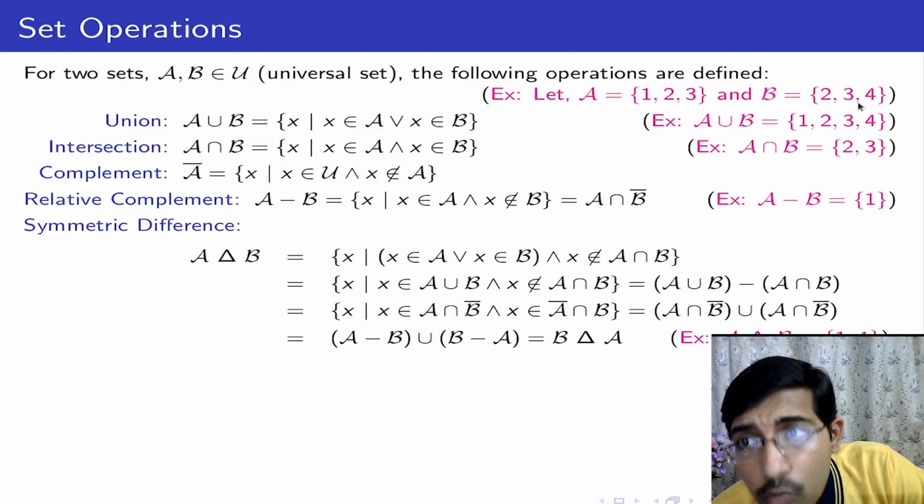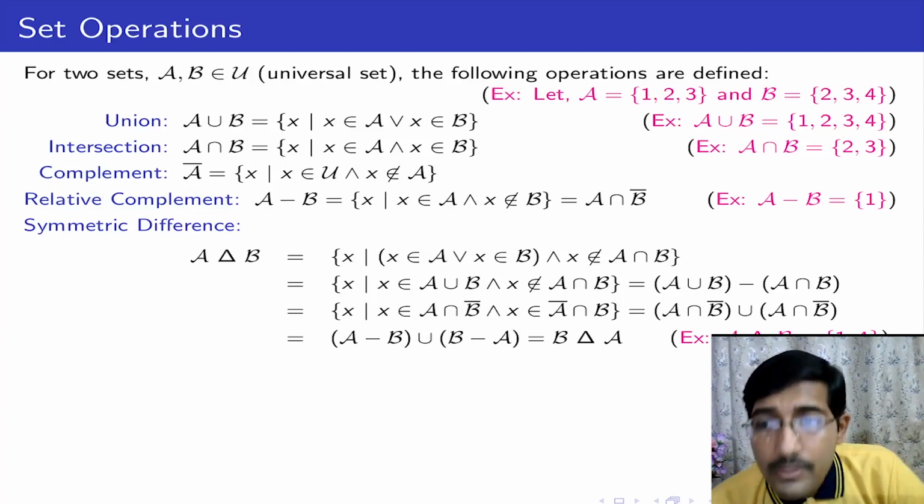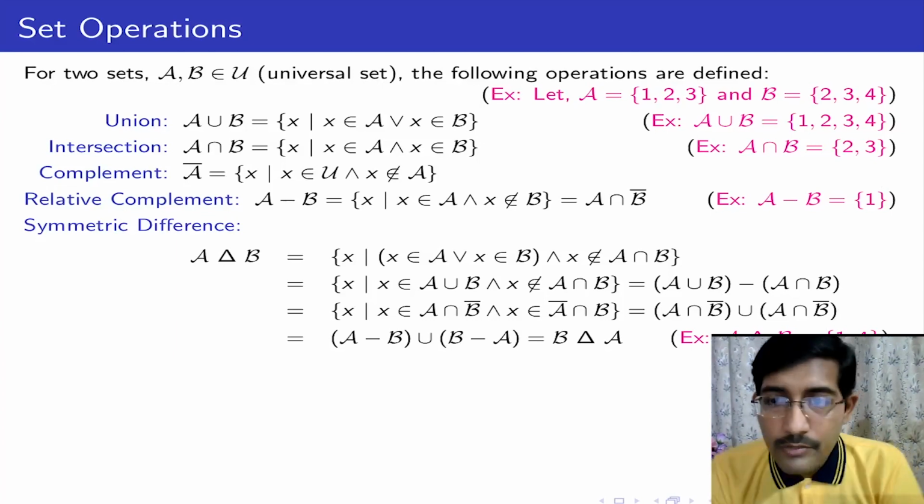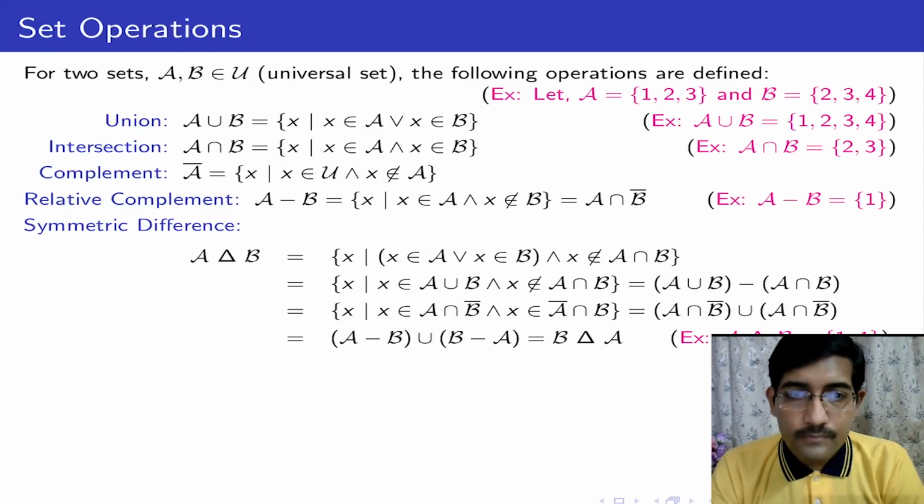So A delta B here is the elements that are present only in A and the elements that are present only in B, but not both. So 1 is present here and 4 is present here. So A delta B in our example is {1, 4}, these two elements. So this is a symmetric difference between these two sets.